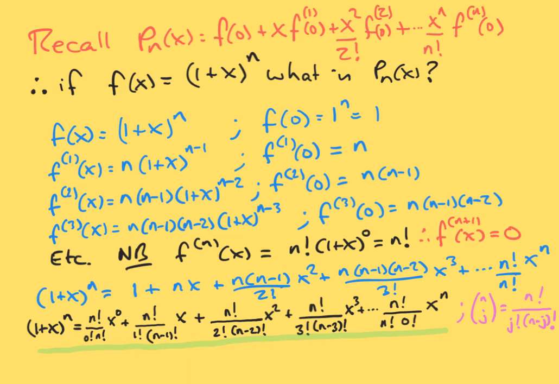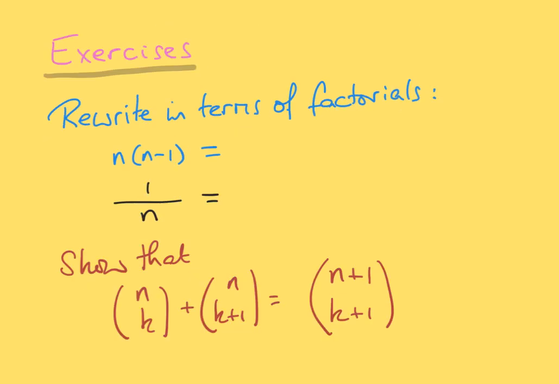And on the next slide, I'm just going to give you some exercises to practice manipulating factorials. So what I would like you to do is to rewrite this purely in terms of factorials and to rewrite this purely in terms of factorials. And then, and this is rather harder, I would like you to show that the sum of these two binomial coefficients gives this binomial coefficient.